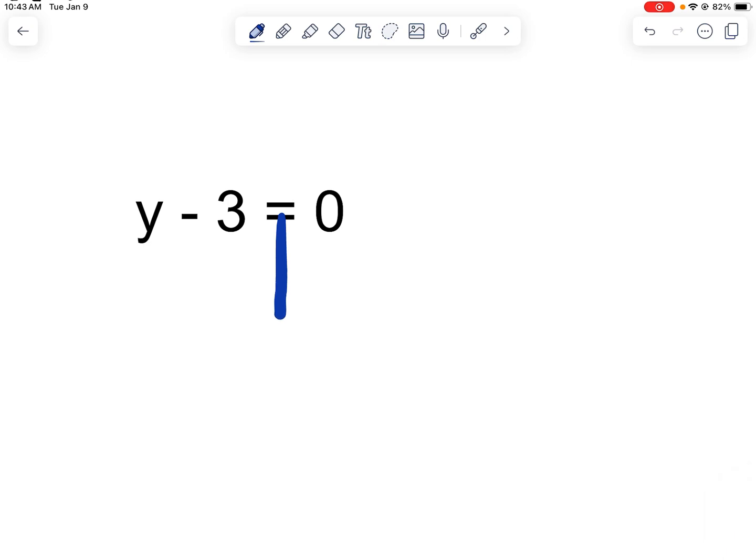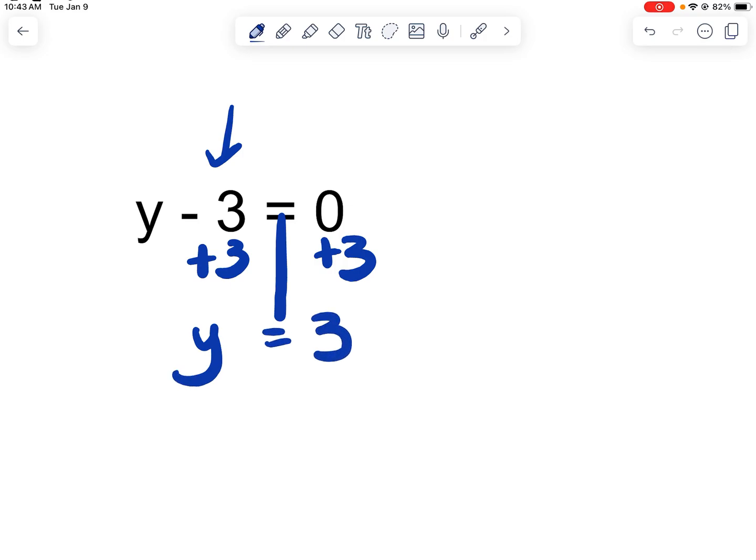Again, y is not by itself. Right now it has a constant on the same side. So I still need to move that constant to the other side of the equal sign. So the opposite of minus 3 would be plus 3. So I'm going to get y equals 3.